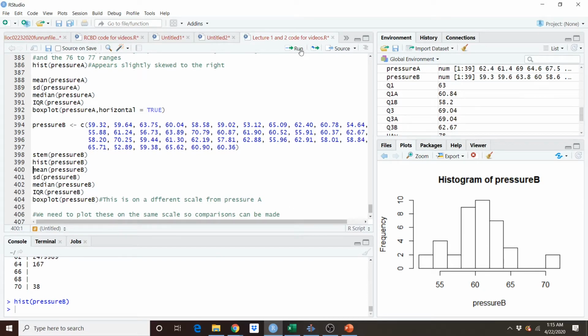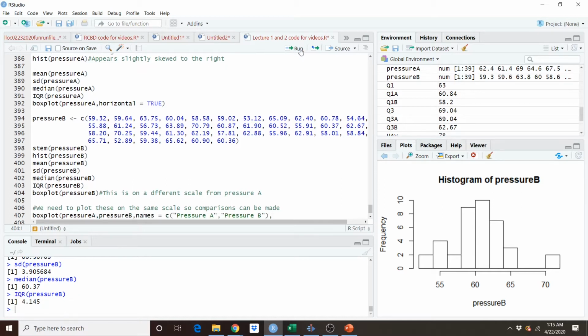Well, let's check our mean, standard deviation, median, and IQR here. Our mean, 60.50. Our standard deviation, 3.90. Our median, 60.37. Again, it looks to be only slightly off from the mean. However, the outlier could be causing this problem. Our IQR, 4.145.